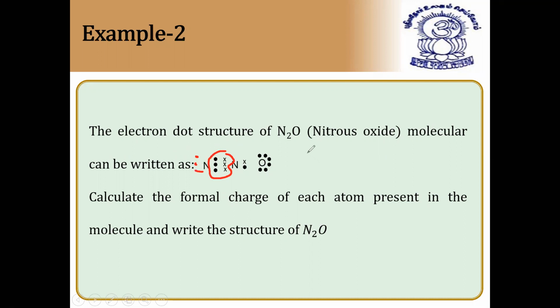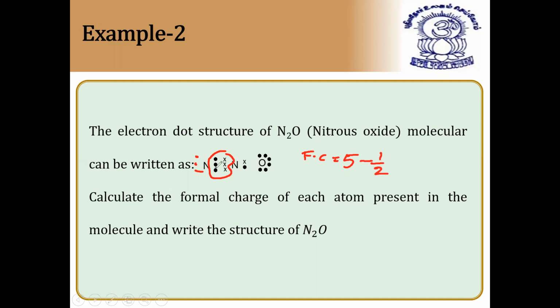First nitrogen I'll show, the second nitrogen you can do it. So only nitrogen we have to show, the formal charge on each atom present in the molecule. Oxygen also we can calculate. First let us see nitrogen. So nitrogen here, the number of valence electrons is 5, minus 1 by 2 into the number of shared electrons.